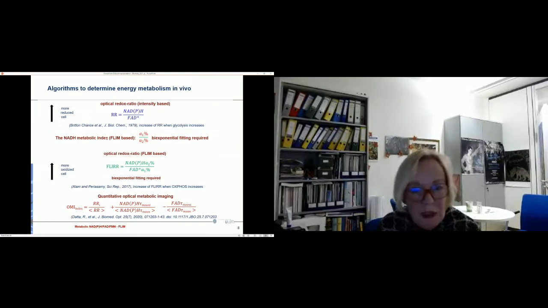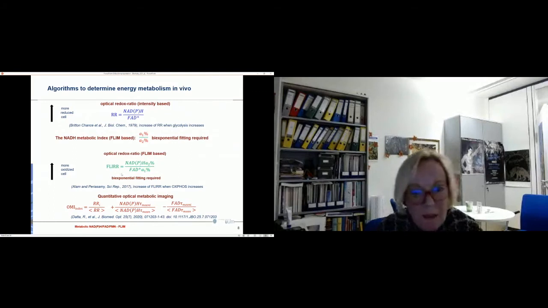The NADH metabolic index I already mentioned is a very important measure, and I will show you some examples. It means the relation of unbound NADH divided by bound NADH. This always needs a bi-exponential fitting procedure.